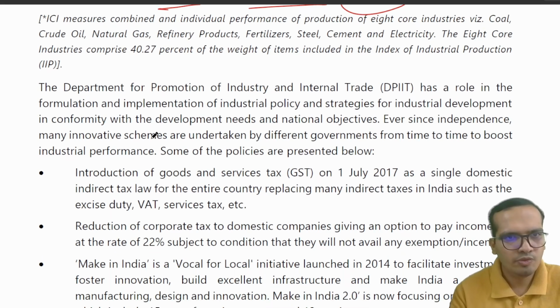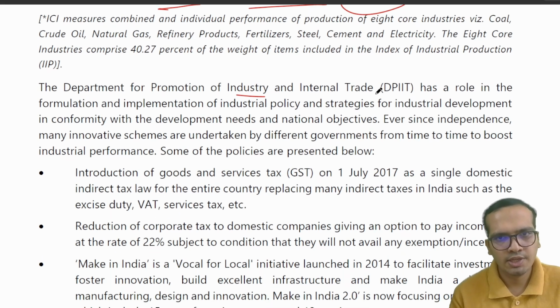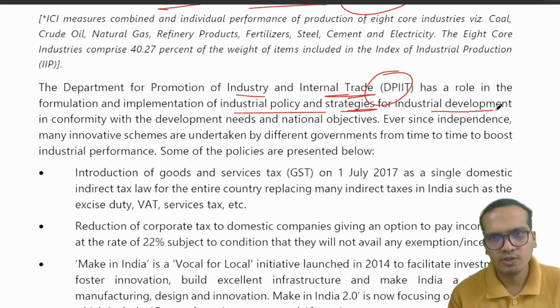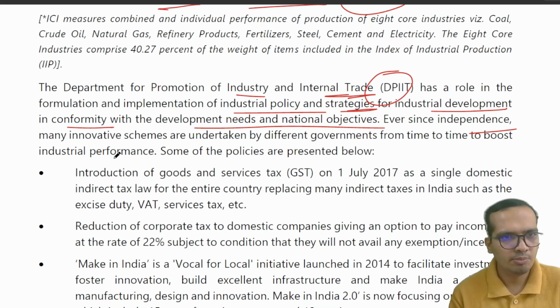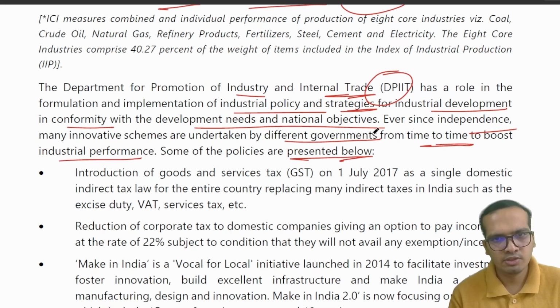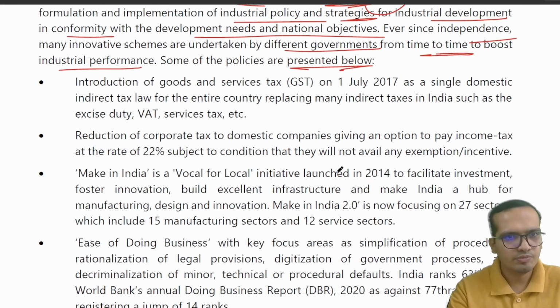The Department for Promotion of Industry and Internal Trade (DPIIT) has a role in the formulation and implementation of industrial policy and strategies for industrial development in conformity with the development needs and national objectives. Ever since independence, many innovative schemes have been undertaken by different governments from time to time to boost industrial performance. Some of the policies are presented below.